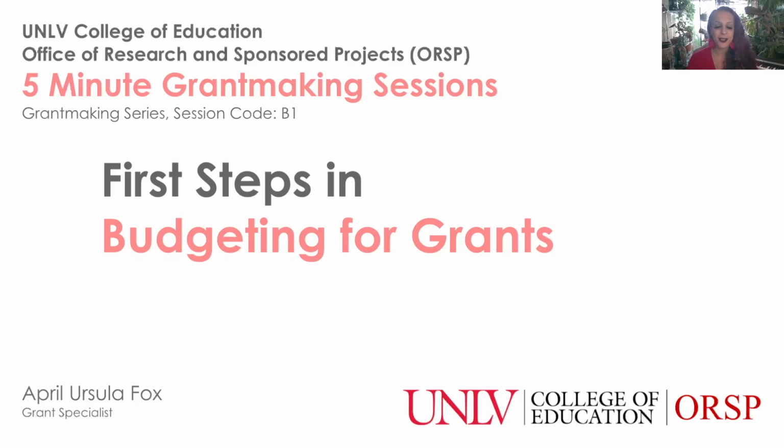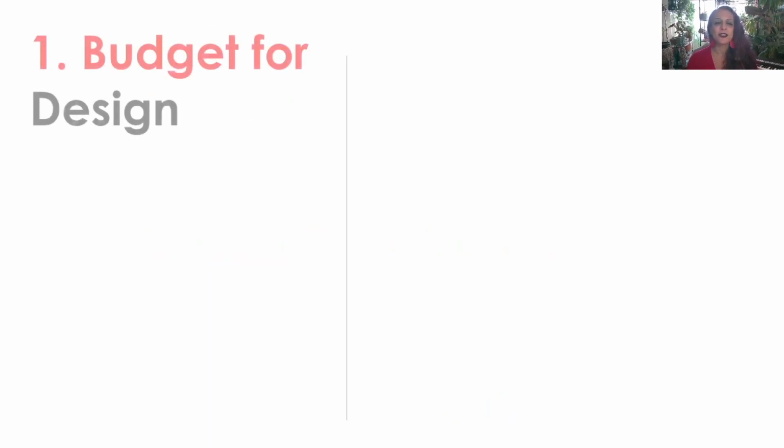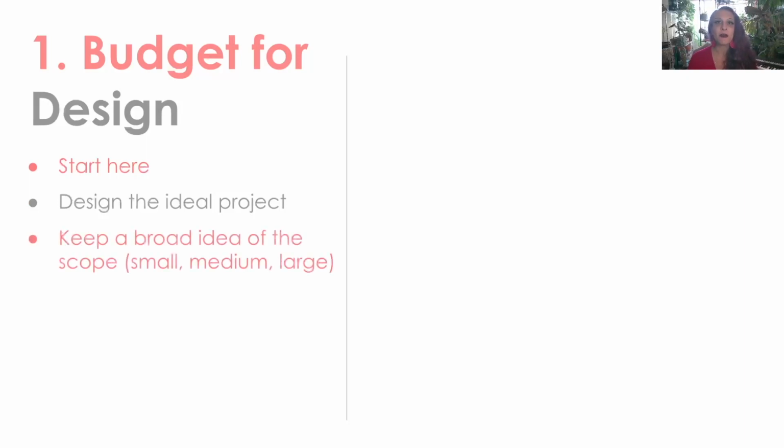First steps in budgeting for grants. So, the very first step is to budget for the design, meaning that we're going to start by designing the ideal project, the best possible project we can design for the solicitation. And then from there, we're going to create a budget for that design.